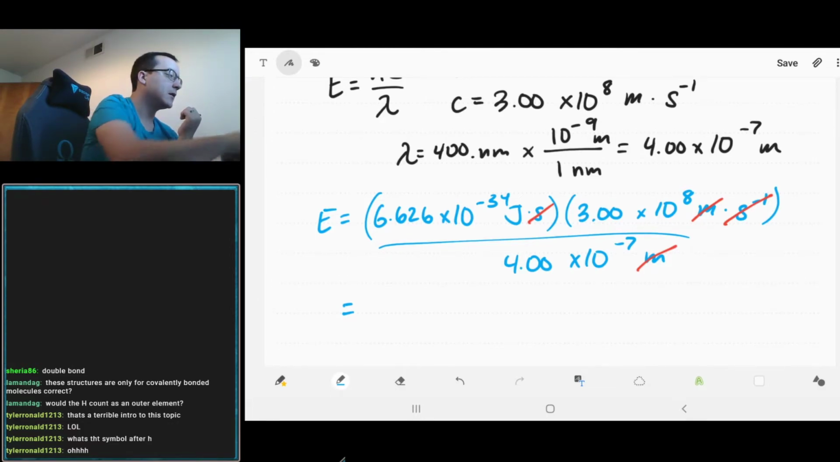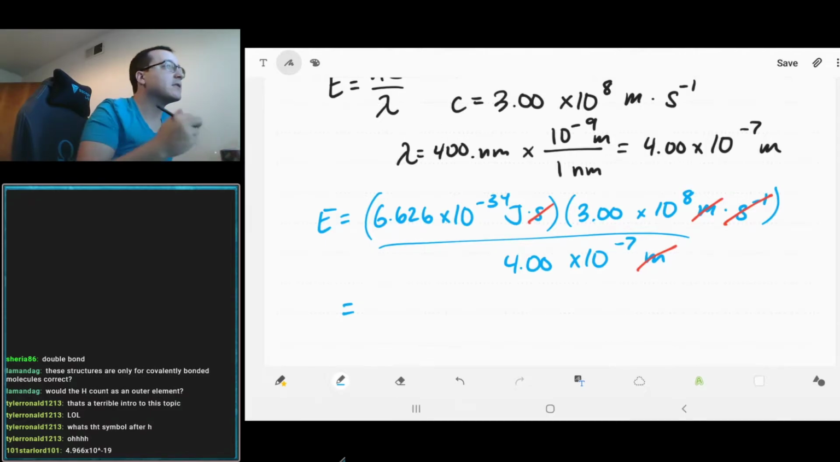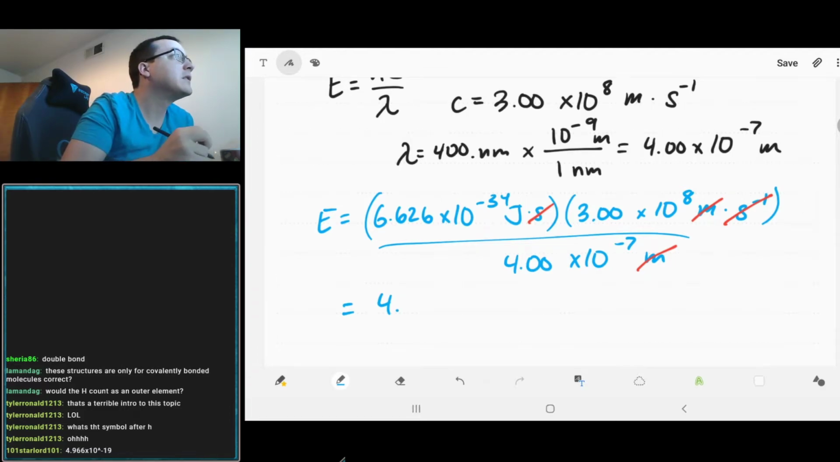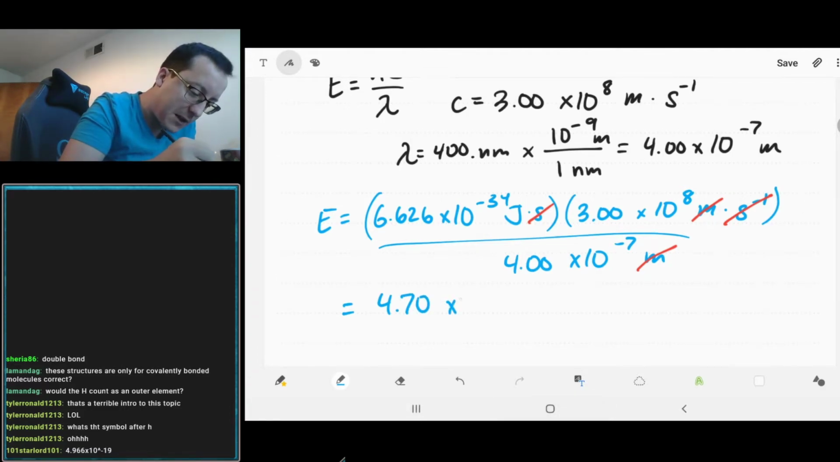6.626 times 10 to the negative 34, times 3 times 10 to the 8, divided by 4 times 10 to the negative 7. I did the math, and I've just lost it because I switched tabs. Doing all this fun stuff, we get 4.70 times 10 to the negative 19 joules.